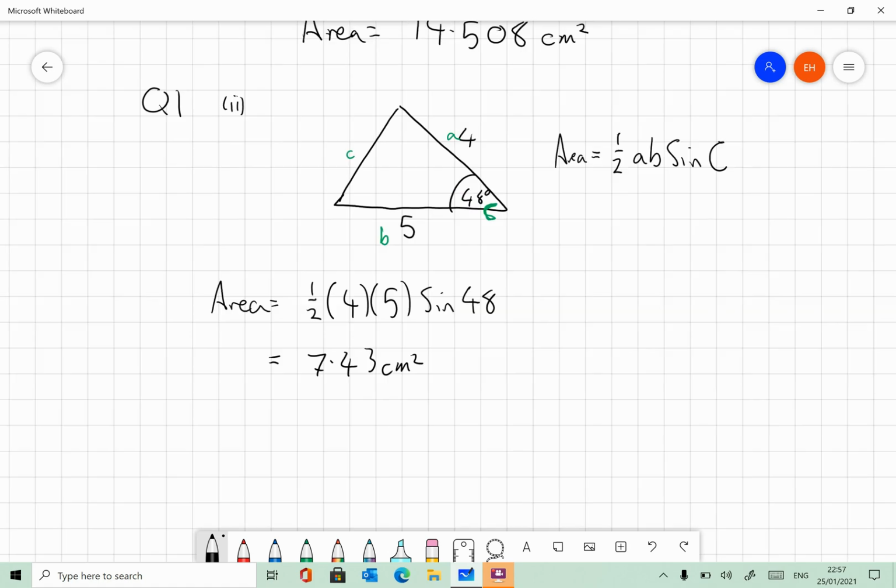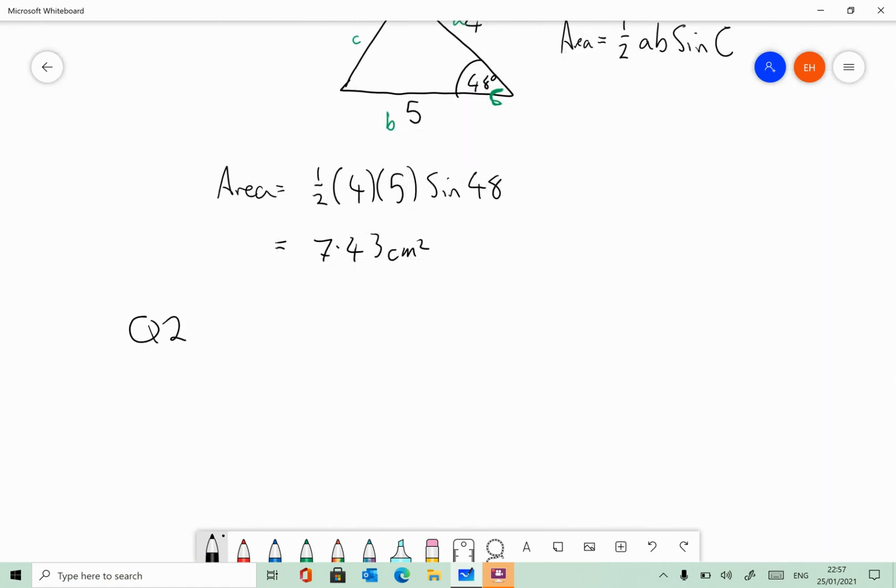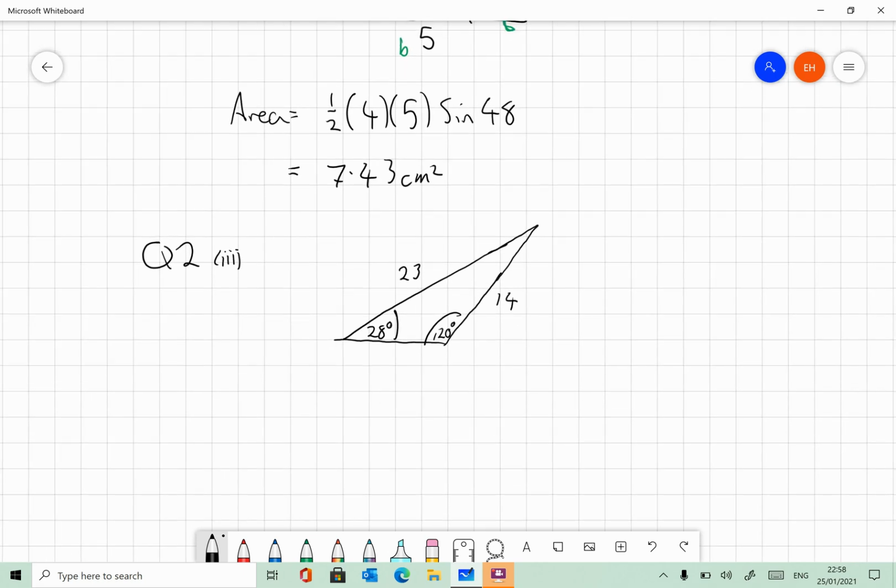Let's do the same for question 2, and let's pick question 2, part 3. Now, this is an interesting question because we've been given the wrong information. We've been given information that isn't directly useful to us. We've been told that that's 14. We've been told that that's 23. We've been told that that's 28 degrees. We've been told that that is 120 degrees. So let's label up our diagram.